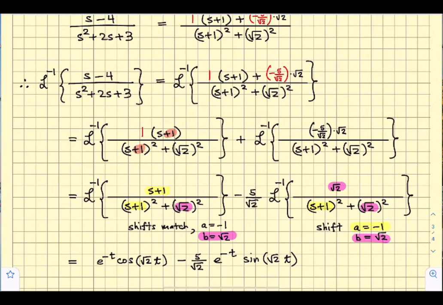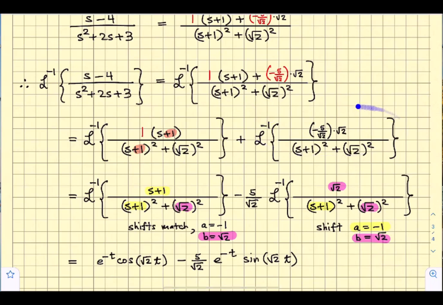So since my shifts match, I just cover up my shifts. I notice that my a is minus 1. My b is the square root of 2. And so this looks like an e to the minus t times a cosine square root of 2 times t. I just cover up the shift. That looks like something that inverse transforms back to a cosine square root of 2 times t. And then the shift amounts to a multiplication by e to the minus t in this case, because my a is minus 1 in the t domain.